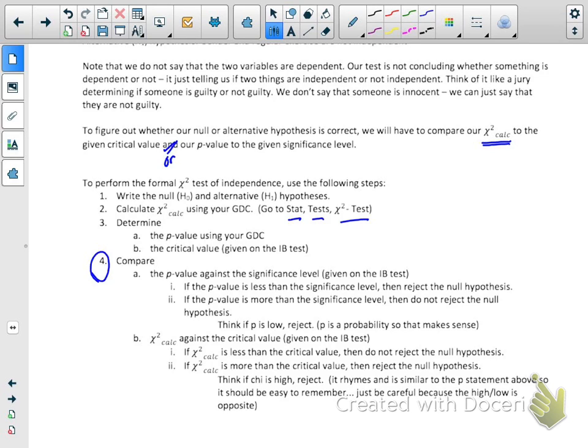If you're doing your chi-squared calculated, okay, so again, you will be given the critical value. You're going to compare it to that critical value. If it's less than the critical value, then you do not reject. If it's greater than, then you do reject. So in this case, think of if chi is high, reject. So it rhymes. Chi and high, that's actually bad. P is low, that is actually bad. So kind of remember that the two kind of clever statements there, both are about it being bad.